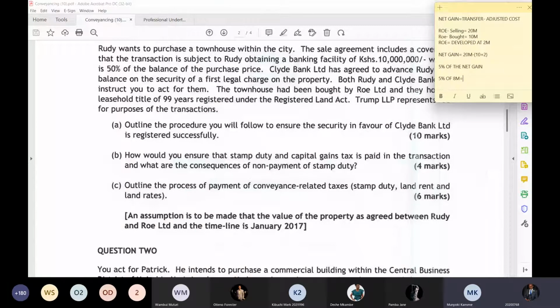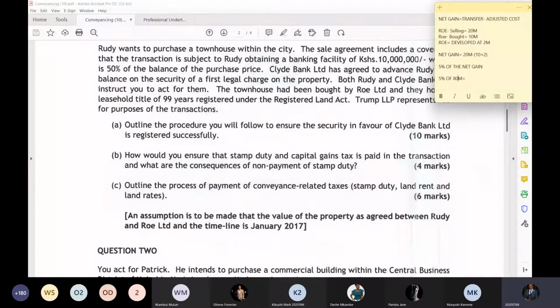5%. It's 4 million. Anyways, okay, let's go on. That's how you calculate CGT. Maybe if you get last year's paper, if we finish early, we can go through the question on CGT and how it's calculated.